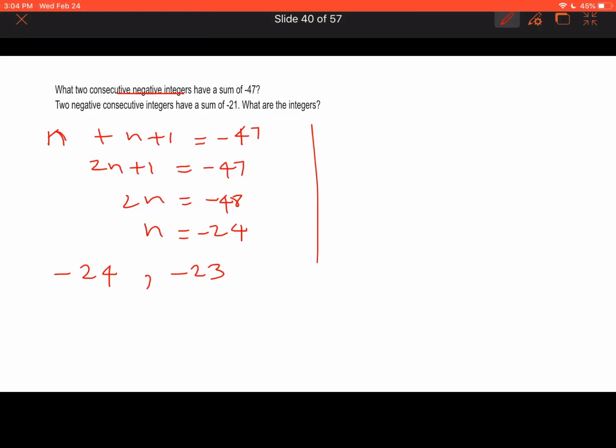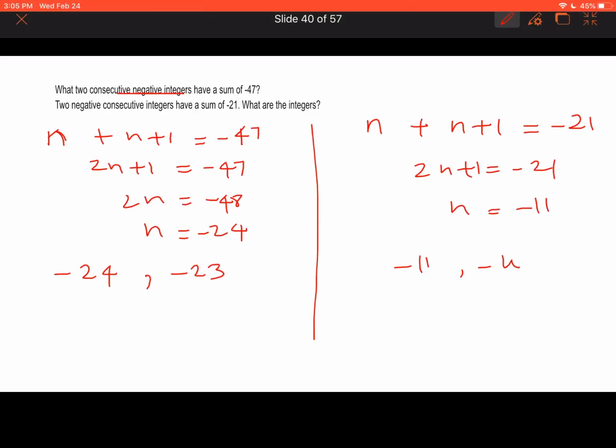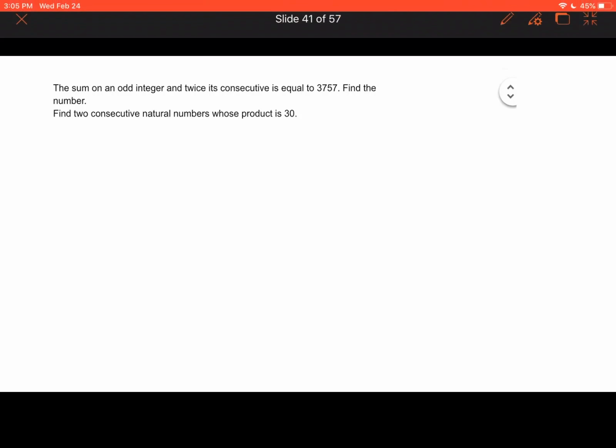Okay, we'll repeat with one more problem of the same category. Two negative consecutive integers have a sum of minus 21. So it is n and n plus 1. The sum of the two numbers is going to give minus 21. So 2n plus 1 is equal to minus 21 and n is equal to minus 11. So if the first number is minus 11, the second number is minus 10. See, automatically you get the negative answer. Okay, we'll move on to the next problem.